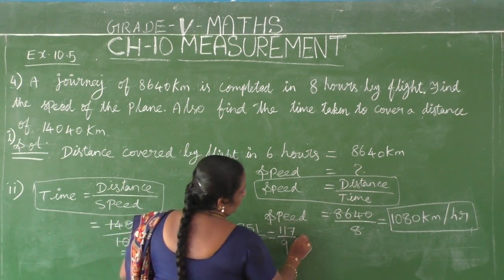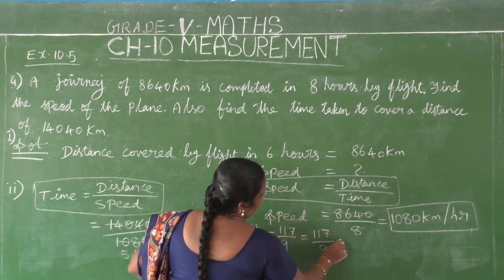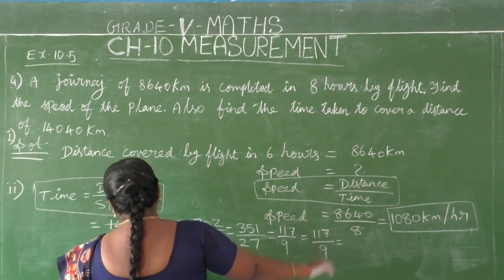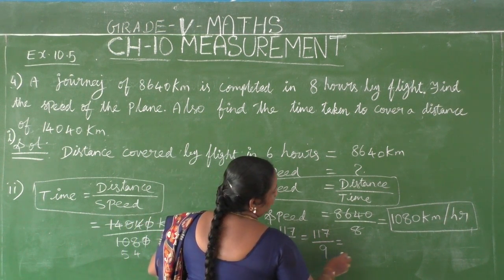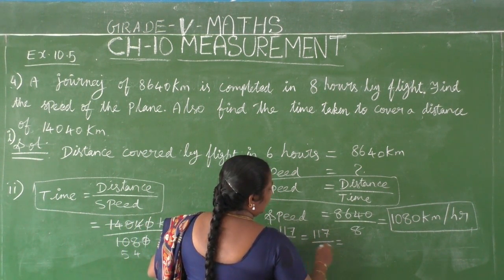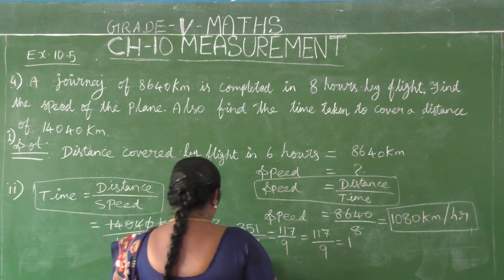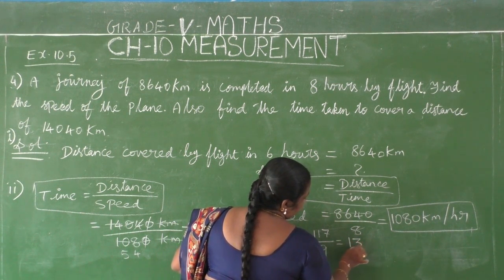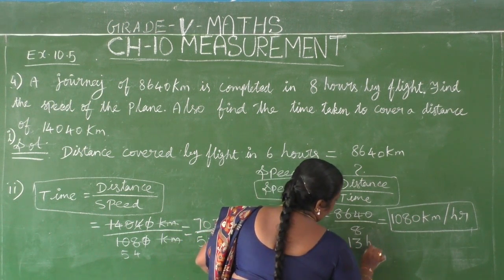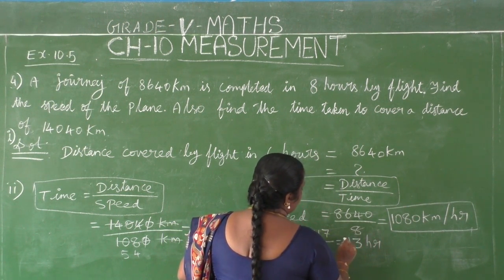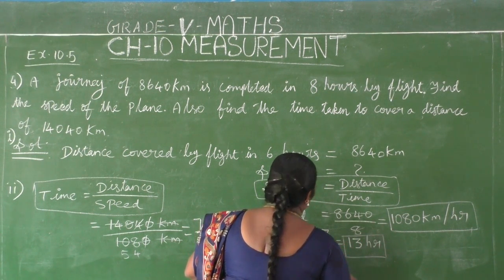Okay. So 117 by 9. Then again I am going to take the 9th table. 1 9 is 9. Here also 1 9 is 9. Remaining 2 is there. So 3 9s are 27. 13 by 1, no need. So 13 hours. So the answer is 13 hours. For the second question, the answer is 13 hours.